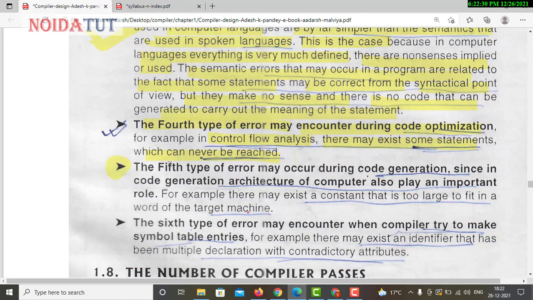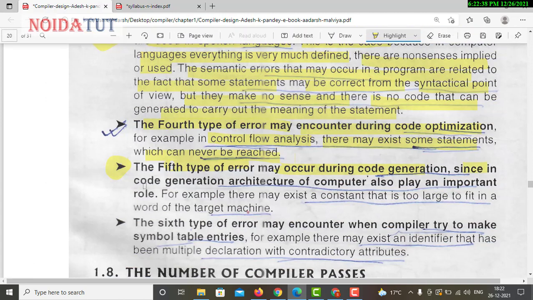Now proceeding further, the fifth type of error may occur during code generation. Since in code generation the architecture of the computer also plays an important role, for example, there may exist a constant that is too large to fit in the word of the target machine.